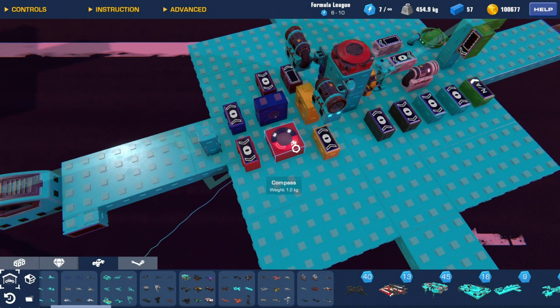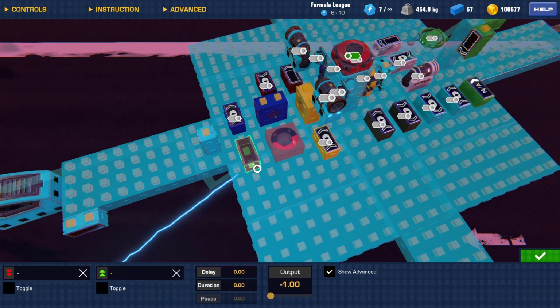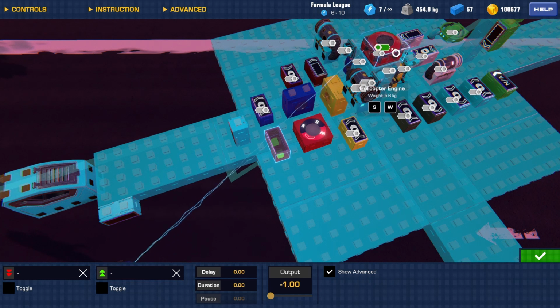This means that, for example, in the case of the compass, whenever the compass is not active, the XOR gate will be active. Therefore, if the compass is feeding a positive output into this helicopter engine, whenever the compass is not active, this XOR gate will be feeding a negative output into this helicopter engine, therefore acting as if there were a different compass that were opposite to this one.